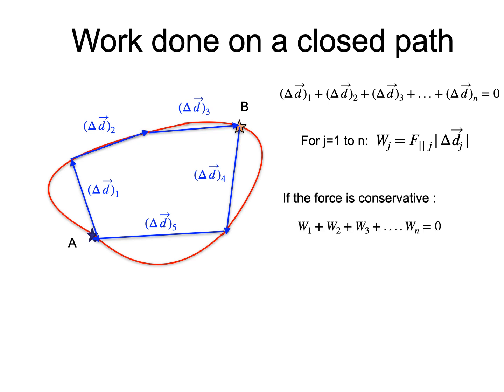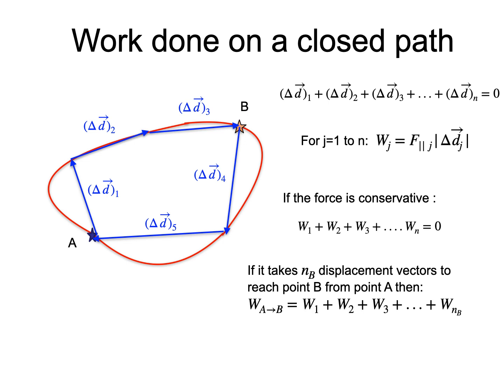If instead you want to evaluate the work done by the force while the object travels from A to B along the left side of the trajectory, and it takes n_b displacement vectors for the tip of the displacement Δd_nb to reach the point B, then the work done by the force to go from A to B is the sum of the first n_b tiny amounts of work.